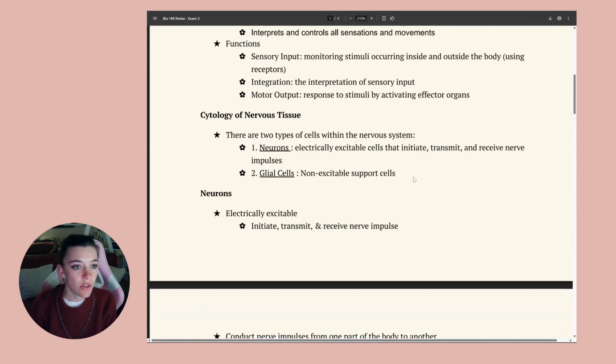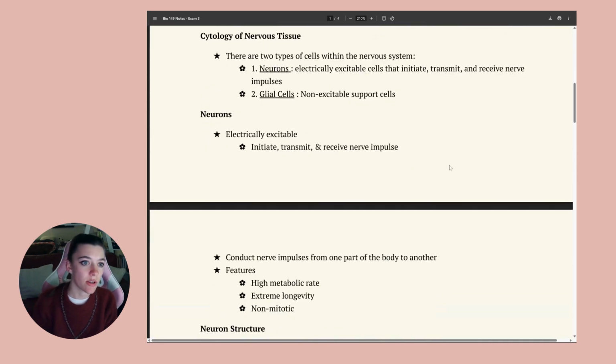So let's look at the cytology of nervous tissue. This is going to be real interesting. There are two types of cells within the nervous system: neurons and glial cells. Neurons are electrically excitable cells that initiate, transmit, and receive nerve impulses. Glial cells support and protect the nervous system by providing structural support, forming myelin, modulating neurotransmission, and playing a role in immune responses and tissue repair. So that's myelination, nutritional support, blood-brain barrier formation, BBB, and structural support and protection.